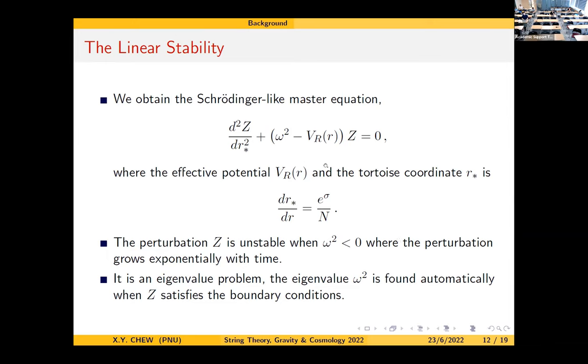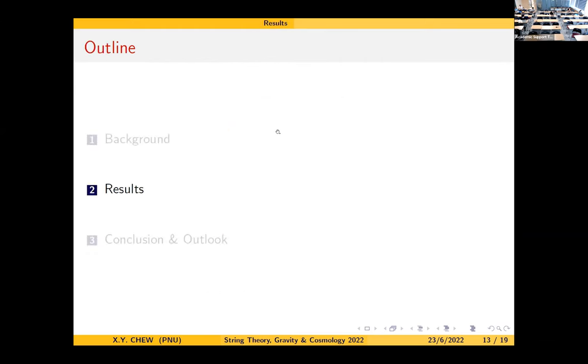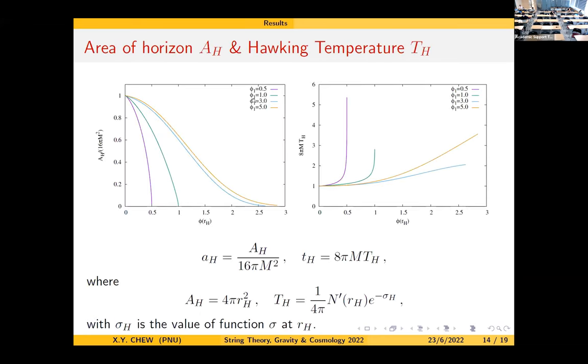This Schrodinger-like master equation is an eigenvalue problem. So we find the mode numerically, and the value of omega square is found automatically when Z satisfies the boundary conditions. Here, I will show some new results.